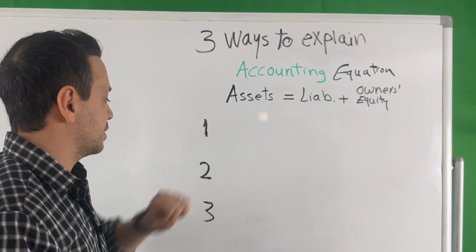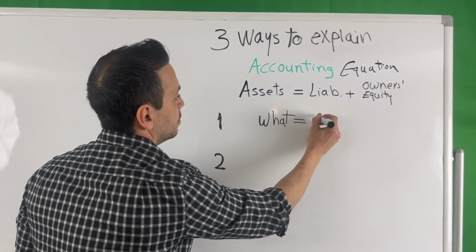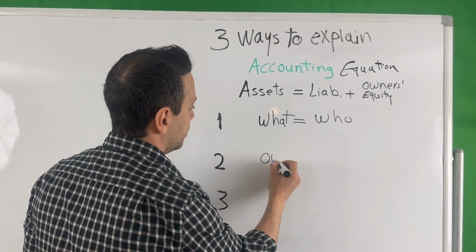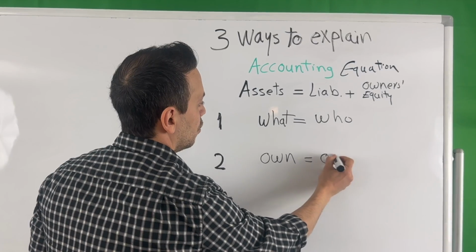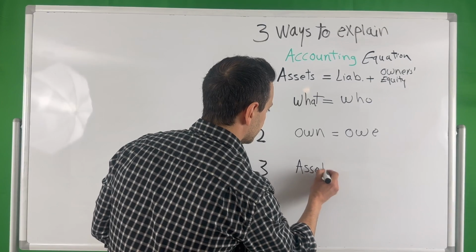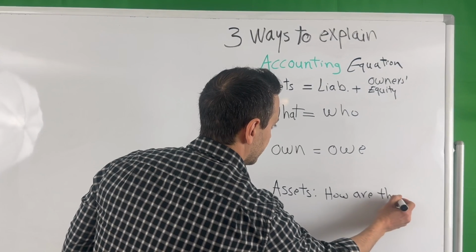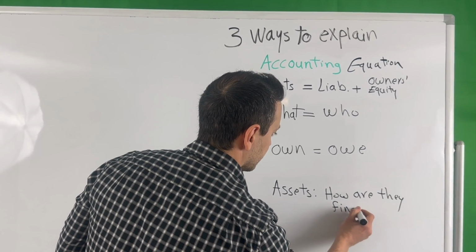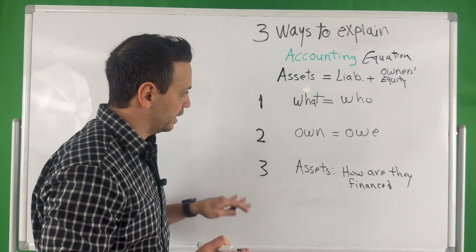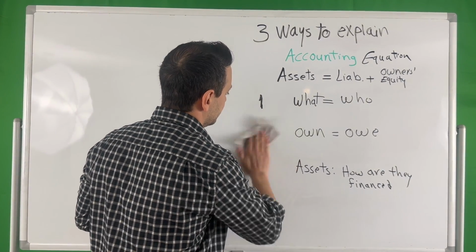The first level or first method of understanding is going to be what equals who. The second one is going to be own equals owe. And the third is going to be assets: how are they financed? Okay, so these are the three different methods or levels of understanding. Let's go through them one by one. So let's talk about method number one.